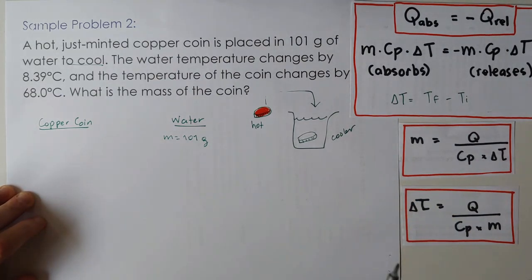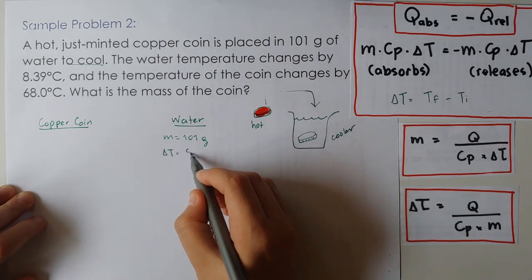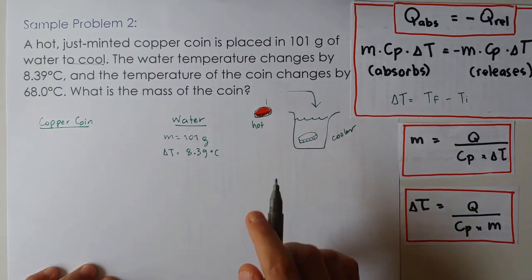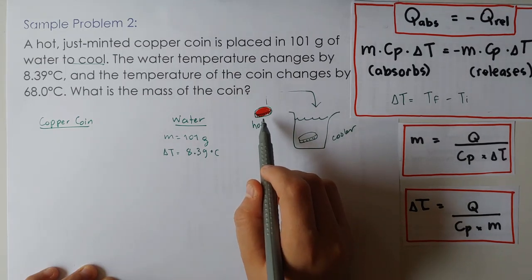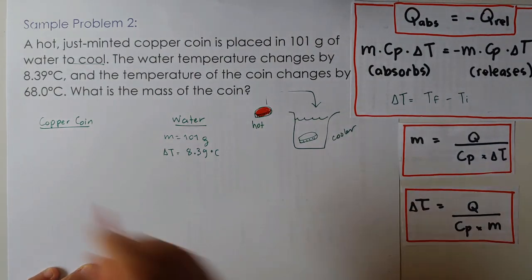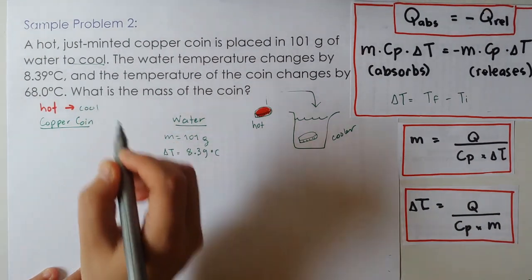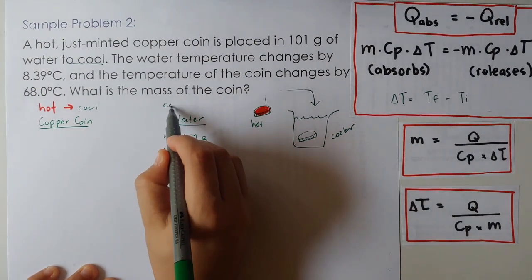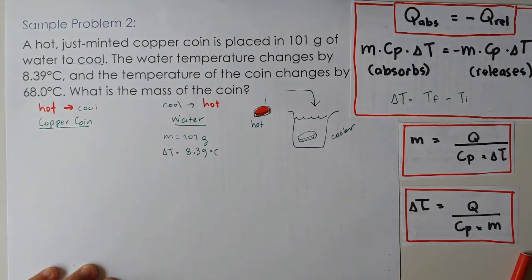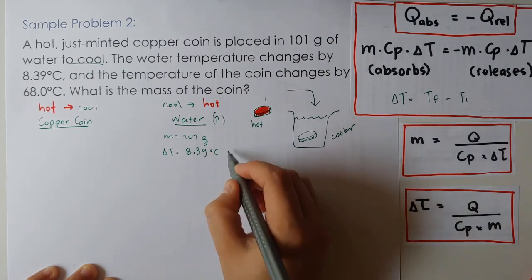The change in temperature of water is 8.39 degrees Celsius. Now, because the coin becomes cooler, that means that initially it was hot and then it was cool, and the water was cool and after it became hot. That means that the temperature of water increases, thus the change in temperature will be positive.